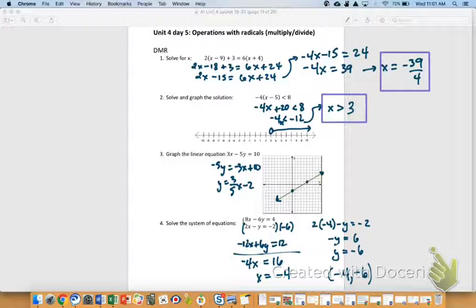I got x is greater than 3. Okay. Number 3, that's my slope-intercept form, and then, of course, my answer there is graphed. And sorry, this answer is kind of in a bad spot. I got -4, comma, -6. I didn't plug that answer back in. Did you guys get the same thing I did?